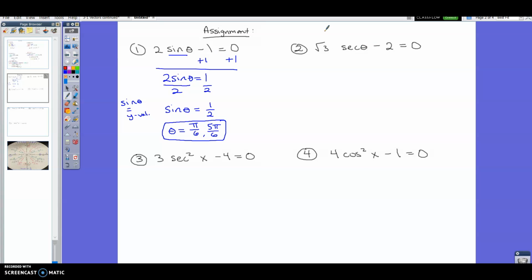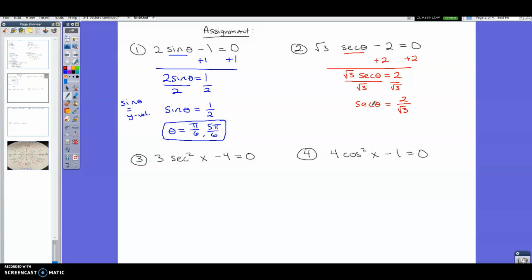Okay, number 2, we're doing the same thing. We want to get secant by itself, so we're going to solve. We need to get rid of the minus first by adding it. So we have the square root of 3 times secant theta equals 2. Now we want to divide both sides by square root of 3. So we get secant theta equals 2 over the square root of 3.